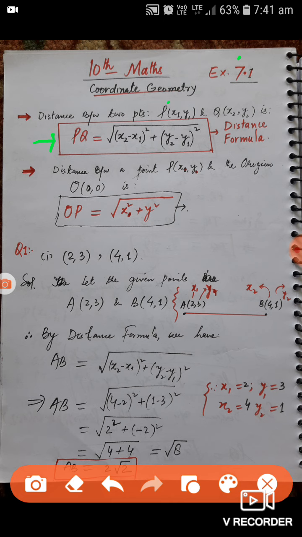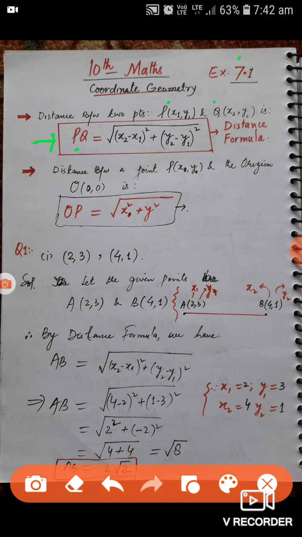और हमारे पास दो पॉइंट्स हैं P एंड Q विद कोऑर्डिनेट्स x1 y1 एंड x2 y2। Then distance between these 2 points will be given by PQ, that will be square root of x2 minus x1 whole square plus y2 minus y1 whole square. This formula is known as distance formula. We will use it to find the distance between any 2 points during the course of the exercise number 7.1.